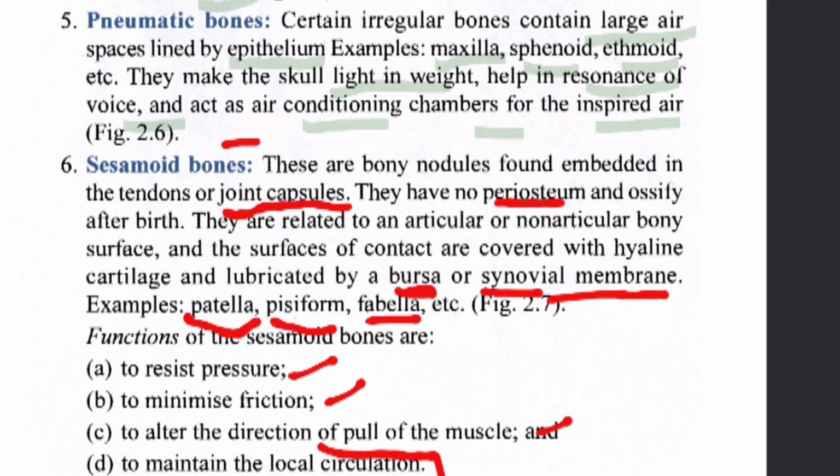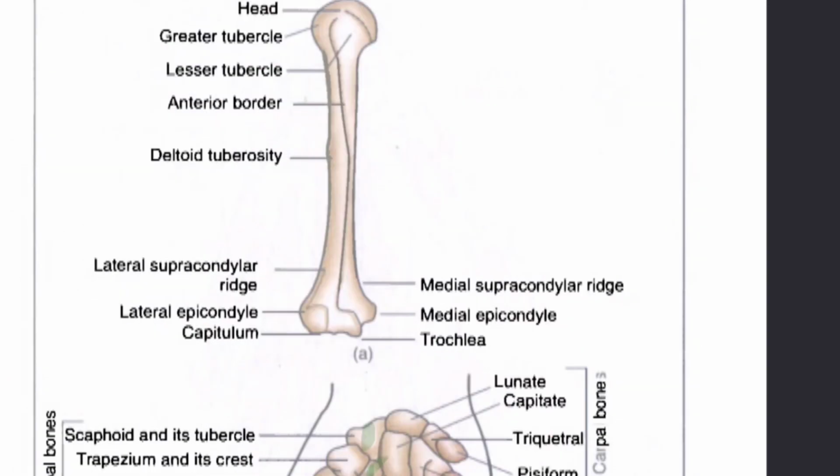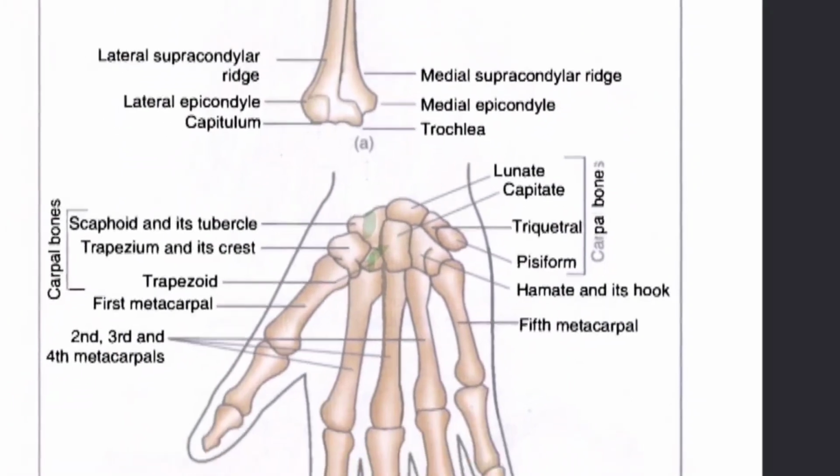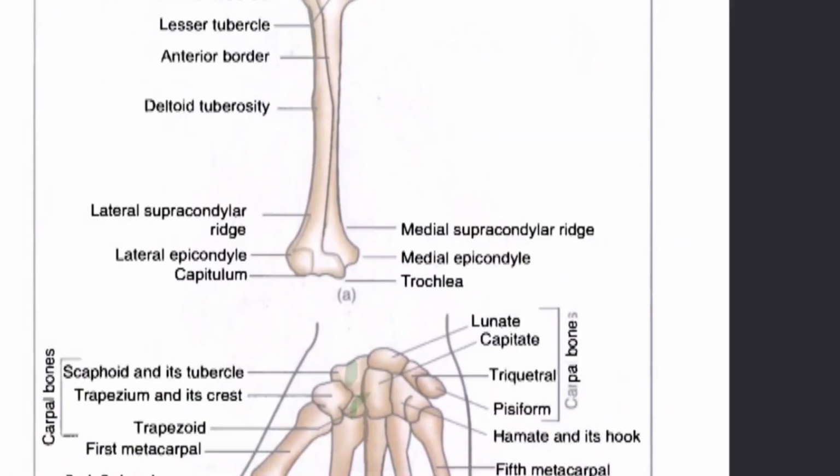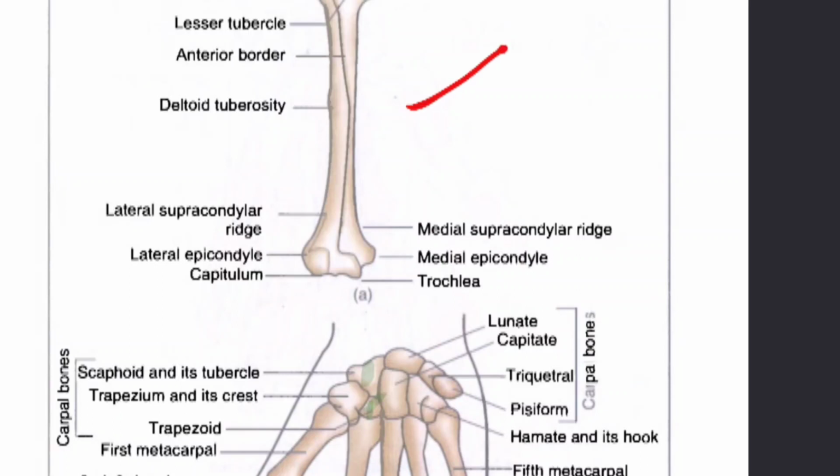Now we'll see the diagrams of these classifications. You can see here the long bones. As an example of the long bone, you can see the humerus here, in which there is the diaphysis, then the epiphysis. The medullary cavity is there, and the head and articular region are there. We'll discuss further.